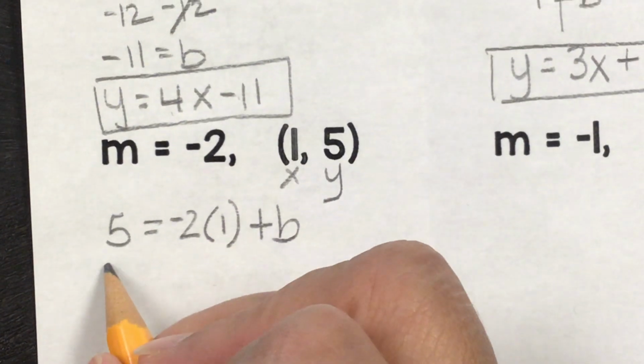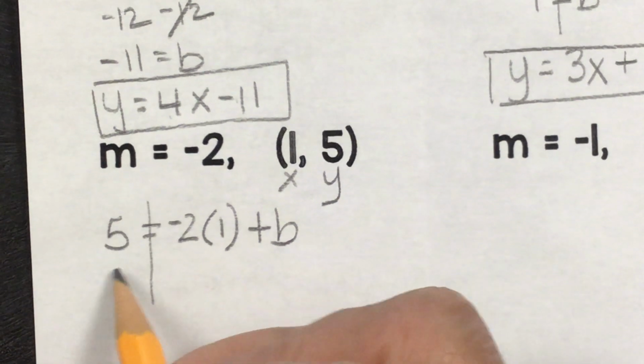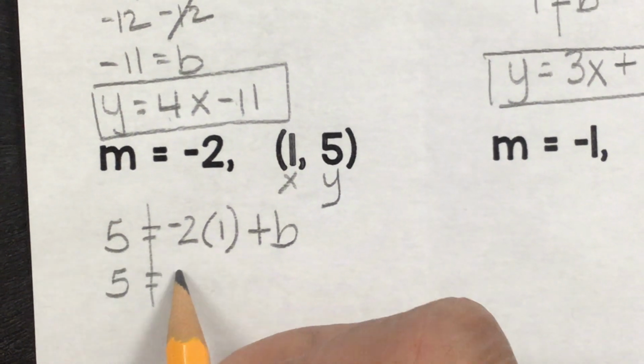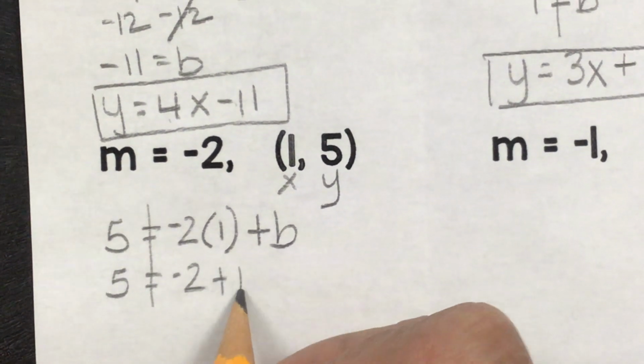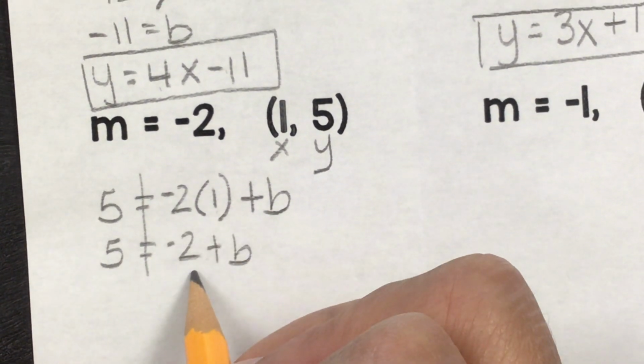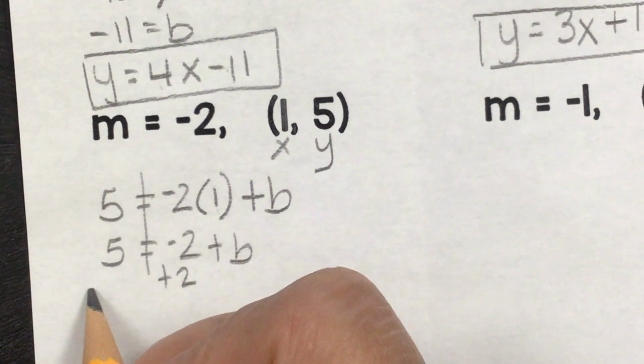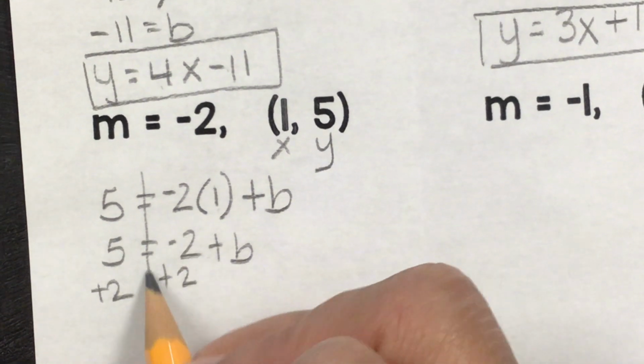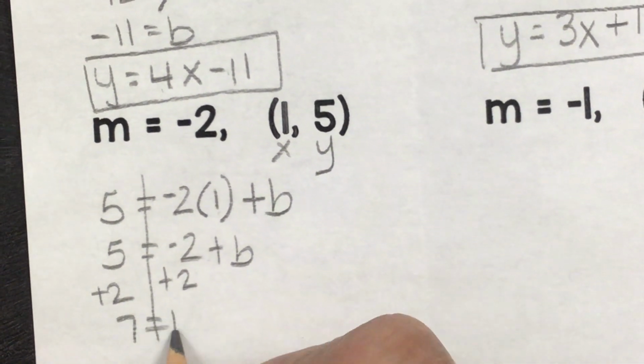We're going to draw the line, keep things neat and organized. 5 is equal to negative 2 plus b, because negative 2 times 1 is negative 2. We're going to add 2 to both sides. 7 is equal to b.